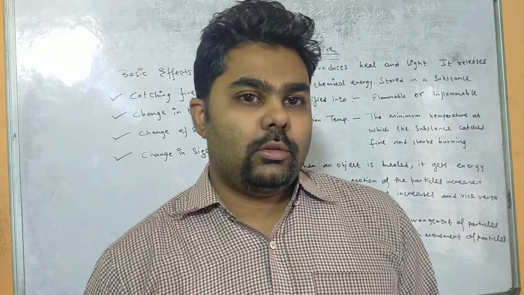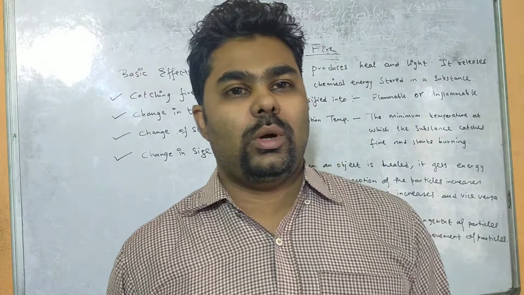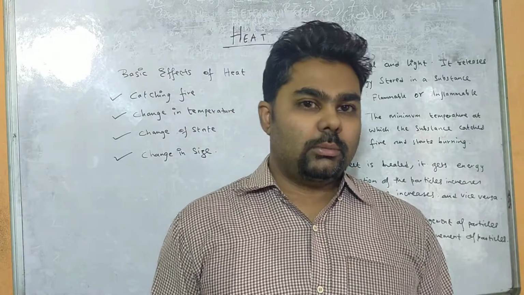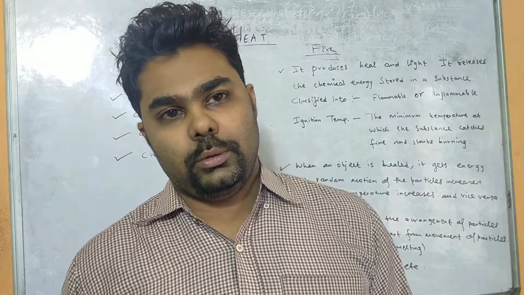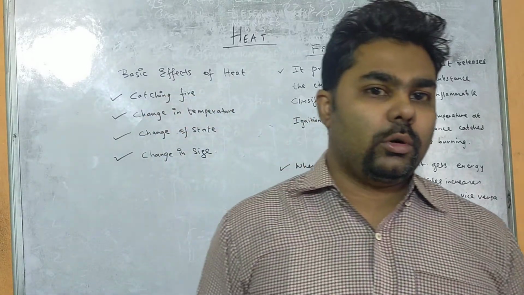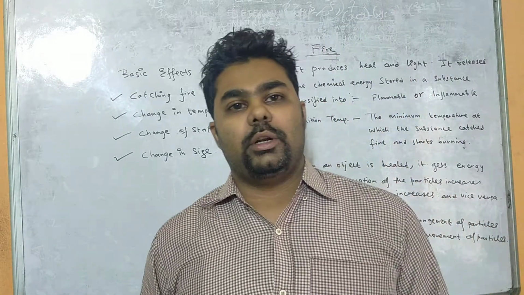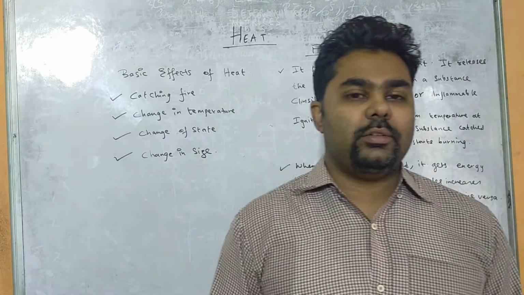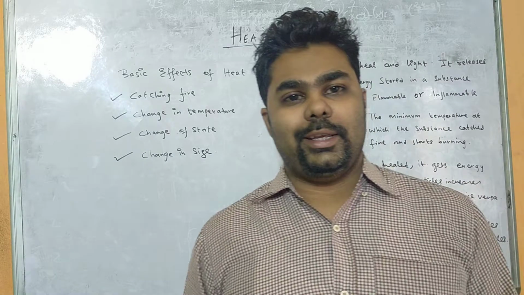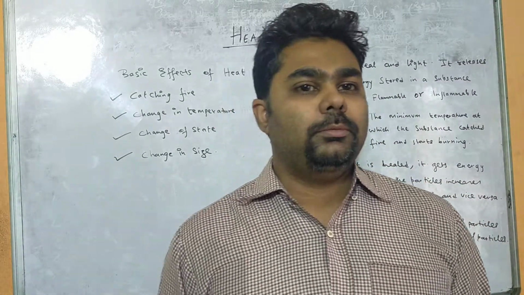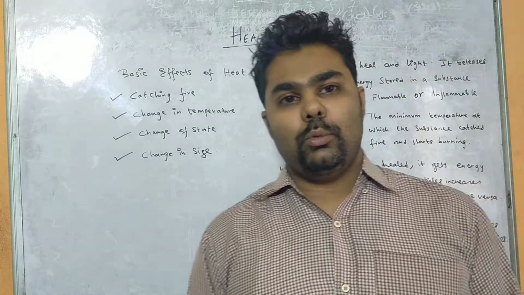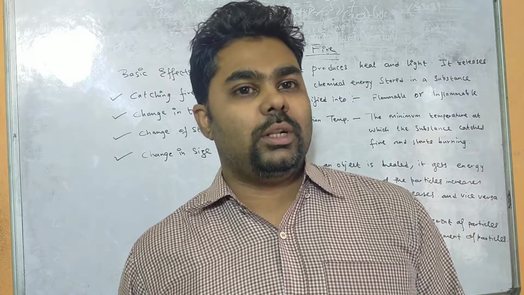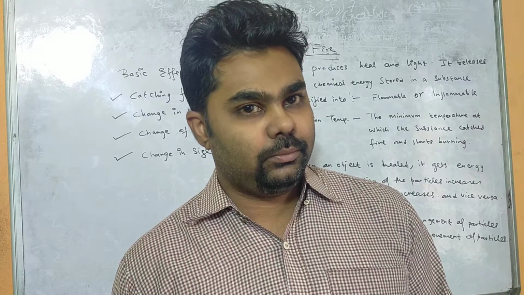In my previous class we have learned what is heat, what is thermal equilibrium, and how to measure the temperature of a body, which is measured by an instrument called a thermometer. And a thermometer has three scales, that is Celsius scale, Fahrenheit scale, and Kelvin, where Kelvin is the SI unit of temperature. So in this video we will learn what are the basic effects of heat.